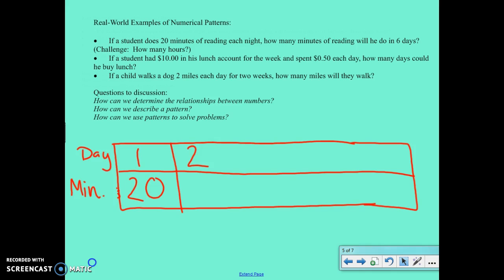So what's the total amount? I know that since he or she is doing 20 minutes each night, it would now be a total of 40 minutes because 20 plus 20 equals 40. Now I'm going to go to the third day.